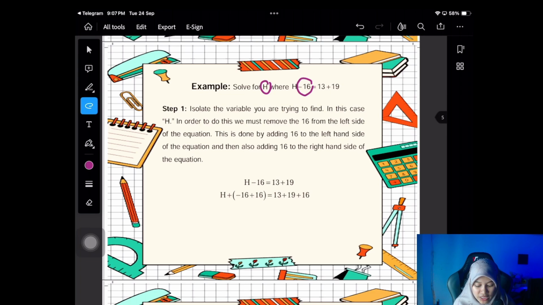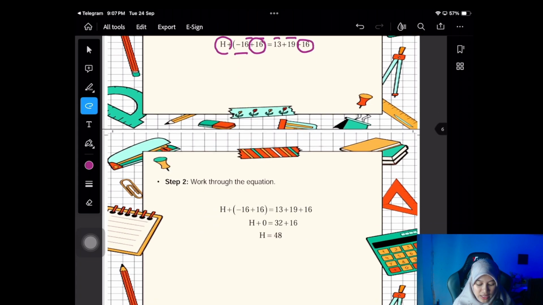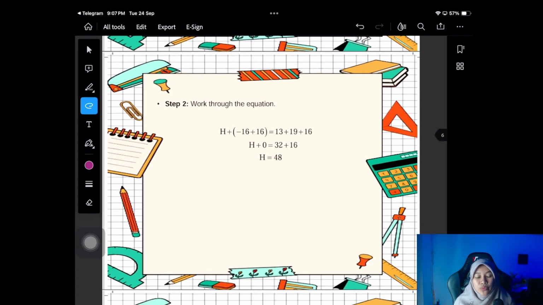So we have h minus 16, which is equal to 13 plus 19, and then h minus 16 plus 16 because we want to remove the 16, and then we must add 16 on the right hand side. And then what is step 2? Work through the equation. Negative 16 plus 16 is equal to 0. And then 13 plus 19 is 32, and then we add 16, we got 48.